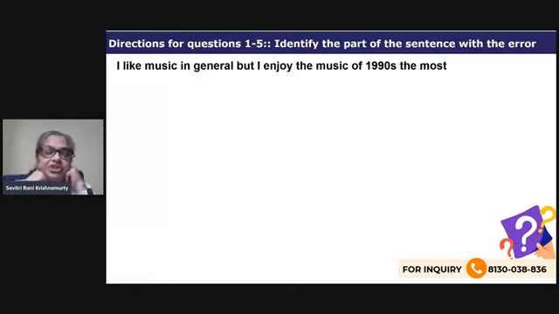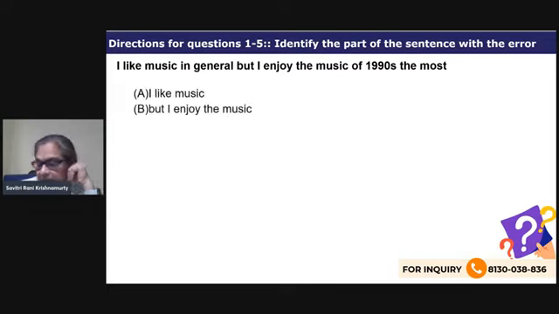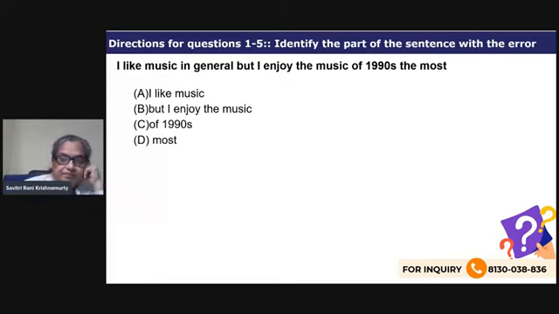All right, first question. I like music in general, but I enjoy the music of 1990s the most. Which part of the sentence has the error? A, I like music. B, I enjoy the music. C, of 1990s. D, the most. Which part of the sentence has the error?